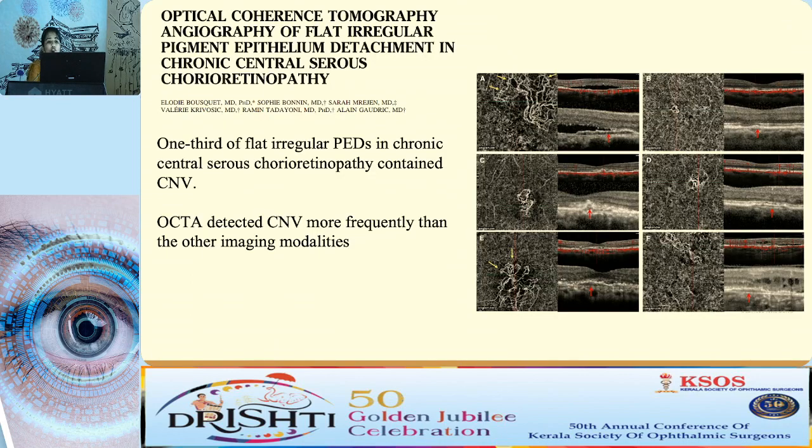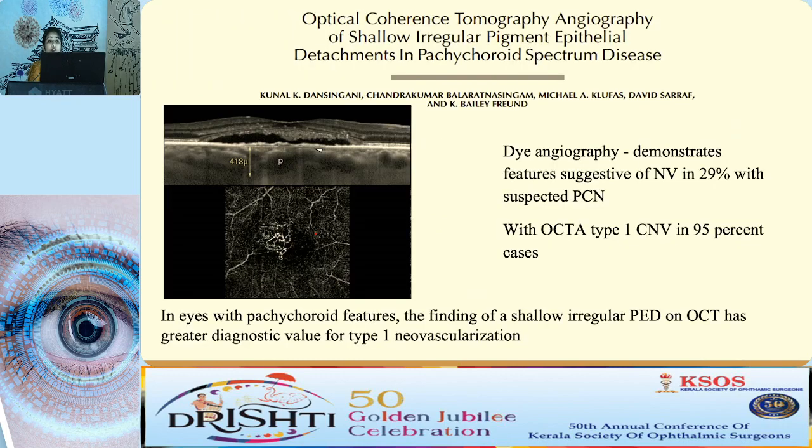So what is the importance of a flat irregular PED in CSCR? This is an article published in Retina where they evaluated flat irregular PEDs in CSCR, and they found that one third of these PEDs in chronic CSCR contain CNVM. So it is a very important biomarker which alerts us to go ahead and look for a CNVM.